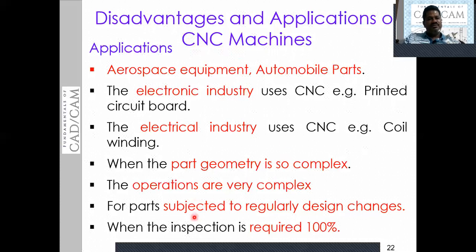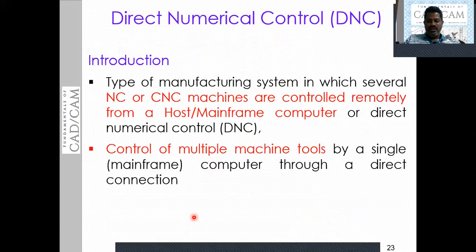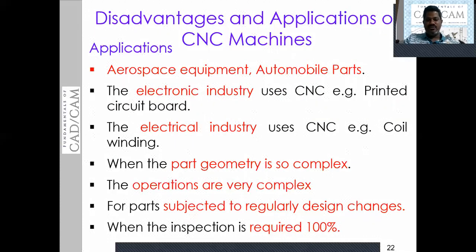Then, where you don't want 100% inspection, if it is NC machining, defects may occur. Whenever you don't want to inspect the components produced from the machines, in that case, we can go for the CNC machines. In turn, we can say that the products manufactured on the CNC machine are 100% accurate. That means you don't require an inspection department. So wherever you don't want inspection, we can use CNC machines.